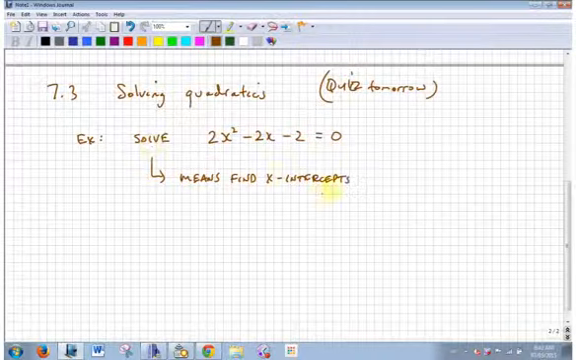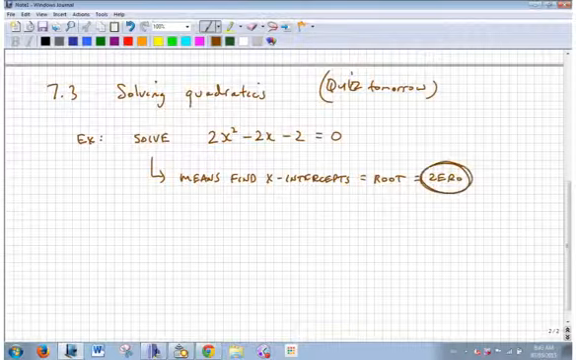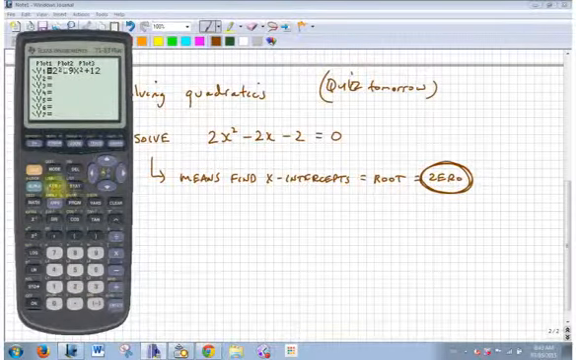So solve means find the x-intercepts. What's another word for an x-intercept again? A root. Good. What's it called on our calculator? A zero. Good. Do you want to do that algebraically like a pre-calculus 11 kid, or are we able to use some technology? Yes, you can. 2x squared, whoop, not 2 squared, minus 2x minus 2.